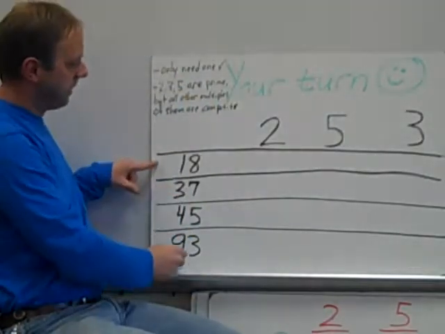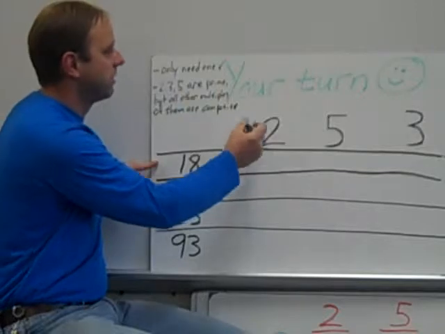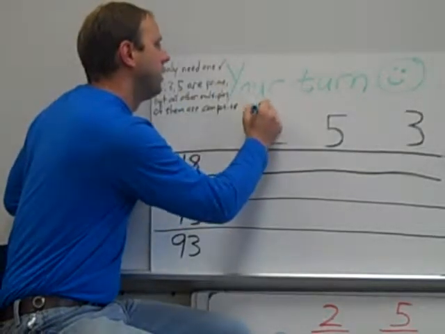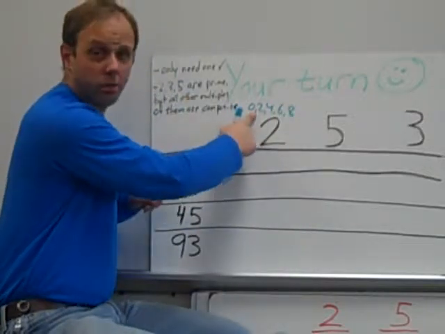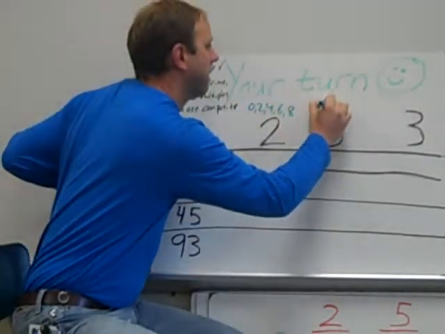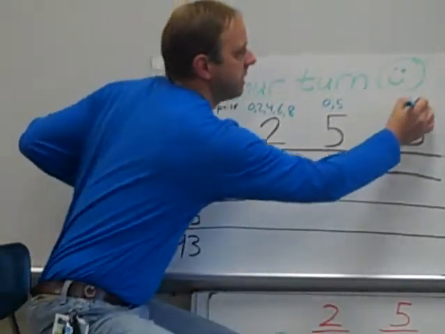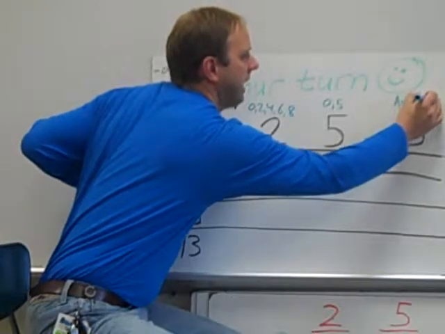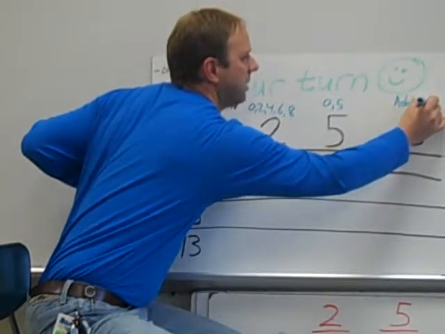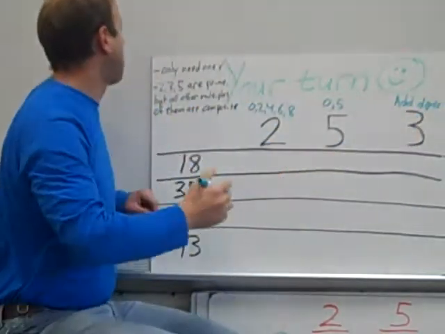I've got this set up with 4 numbers. Remember, you look for an even digit. Here, let's go ahead and put this. A 0, 2, 4, 6, or 8 in the ones place. Here, a 0 or a 5 in the ones place. And here, see if I can write this sideways. We add the digits, and we look for a multiple of 3.